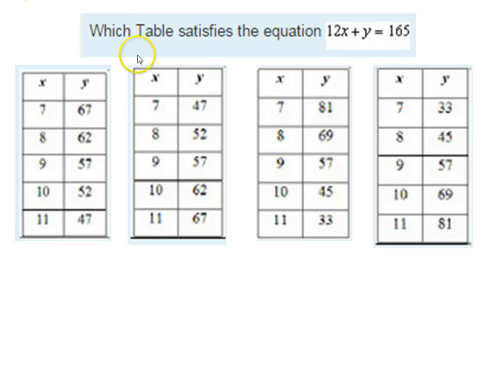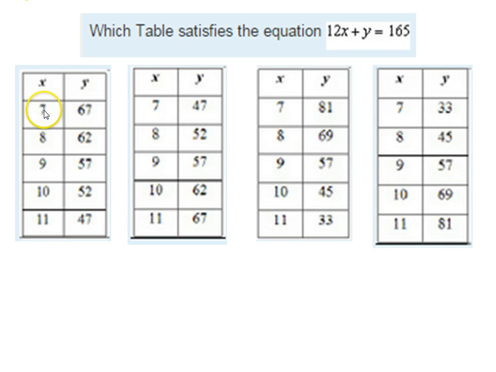Next example is asking which table satisfies the equation 12x plus y equals 165, and we're given several tables here. And the first thing I'm going to notice here is that all our x values are 7 through 11. So we have 7 through 11, 7 through 11, 7 through 11, and 7 through 11. So we're plugging in those values and then finding out what the value of y is.